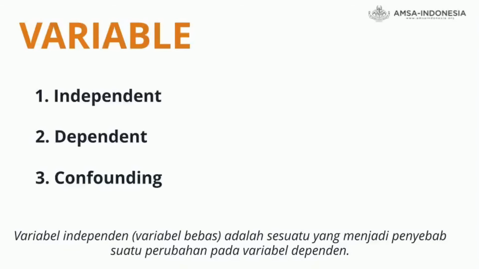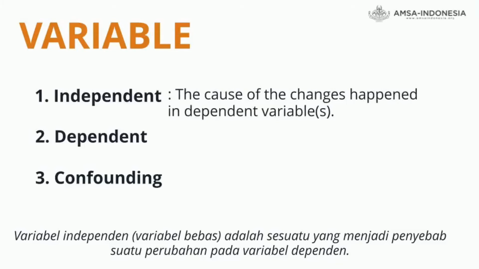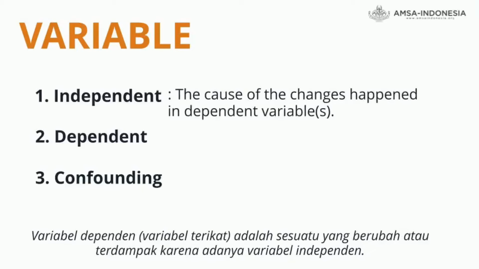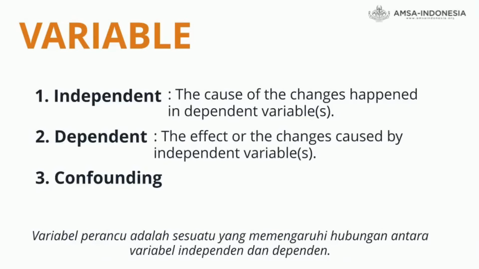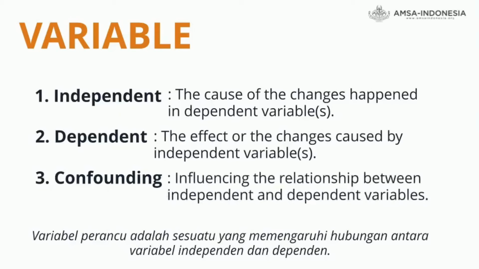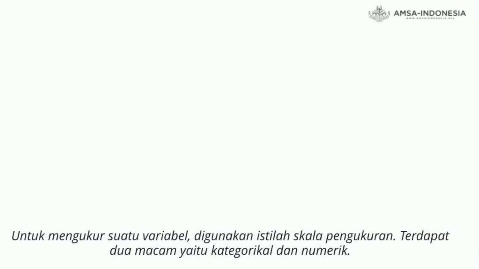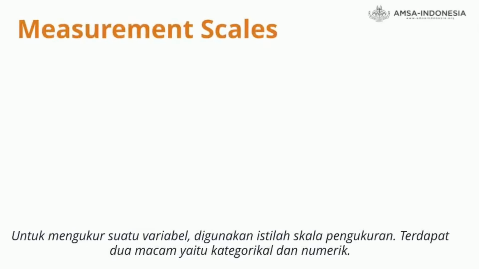Independent variable is the variable that causes changes to the dependent variable. Dependent variable is the variable affected or changed by the independent variable. Confounding variable is the variable that influences the relationship between independent and dependent variable. To measure a variable, we use a term called measurement scales.